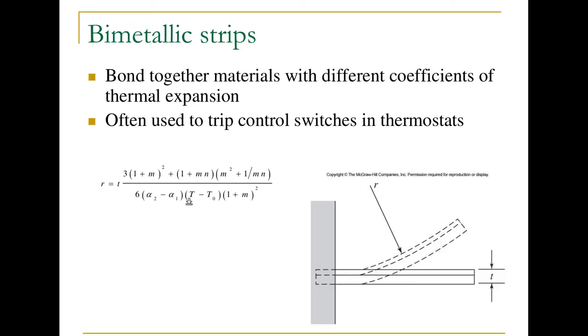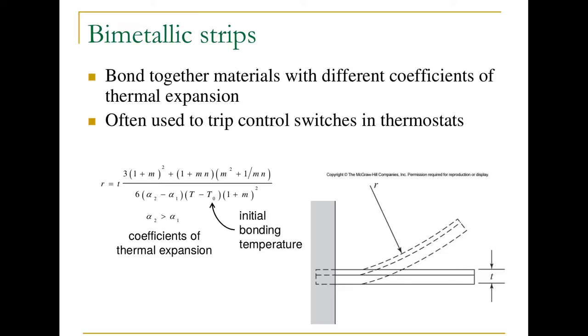So you can see that as temperature increases, the radius gets smaller, so you have more deflection of the tip. And whenever the temperature is equal to the temperature at which it was initially bonded, then the radius is infinite, so the strip is flat. This strip is often used to control switches and thermostats, such as in a toaster. The other terms in that expression are the coefficients of thermal expansion and ratios for the two materials, so the thickness of one over the thickness of the other, and then the ratio of the elastic moduli.